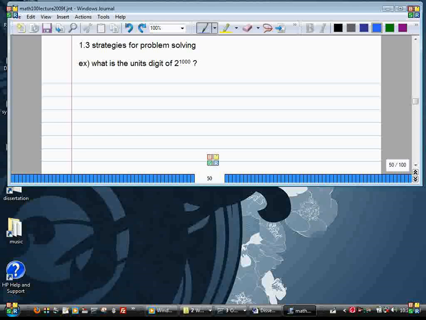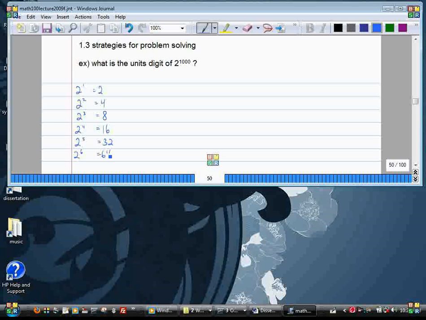So let's talk about that. You said it's going to go over and over. How could we see whether or not that's true? Just do it. So we have 2 to the first. That's just 2. 2 to the second is 4. 2 to the third is 8. 2 to the fourth is 16. 2 to the fifth is 32. 2 to the sixth is 64.